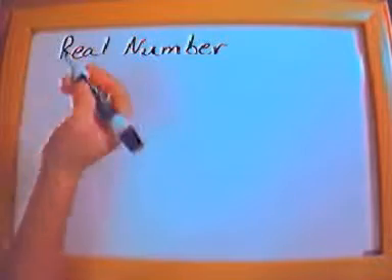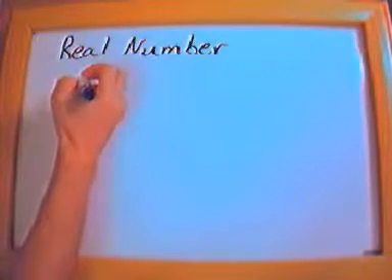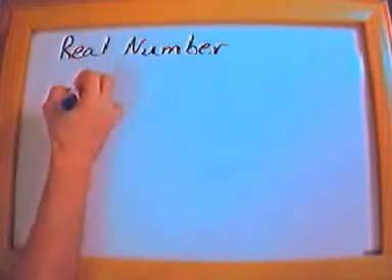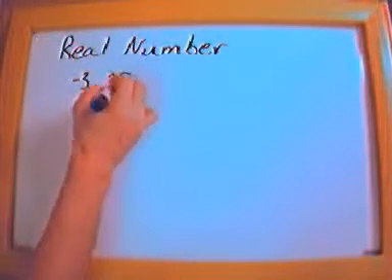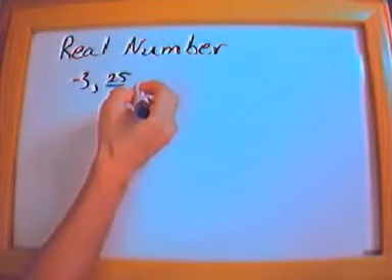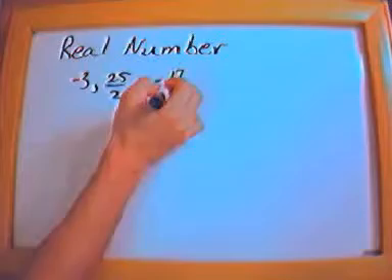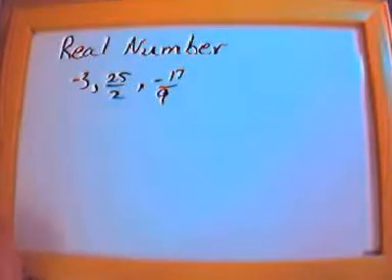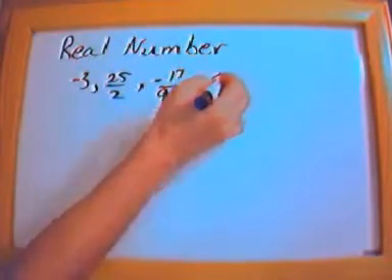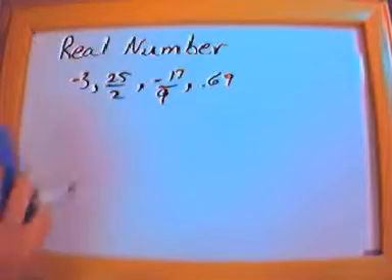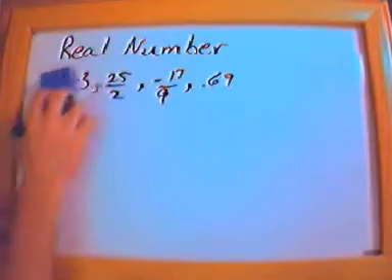Well, there's something called complex numbers that have the letter i in there. Those are complex, or imaginary numbers is another word for it. Those would not be real numbers. So basically any number you can think of that doesn't have i in it is a real number. Negative 3, 25 over 2, negative 17 over 9, 0.69. All these numbers are real numbers because they're either rational or irrational numbers.